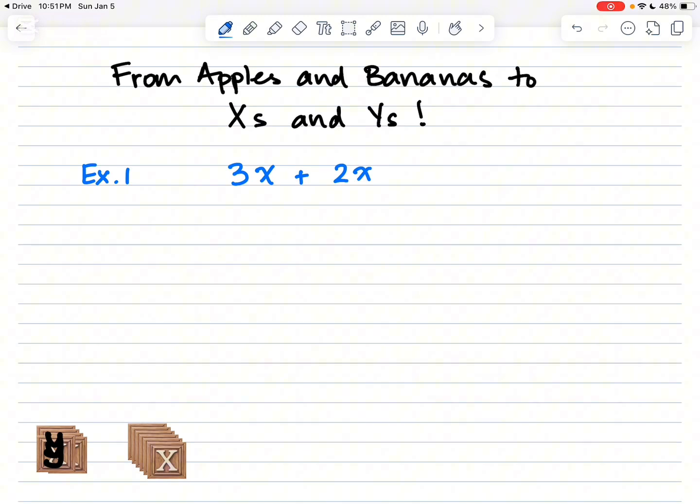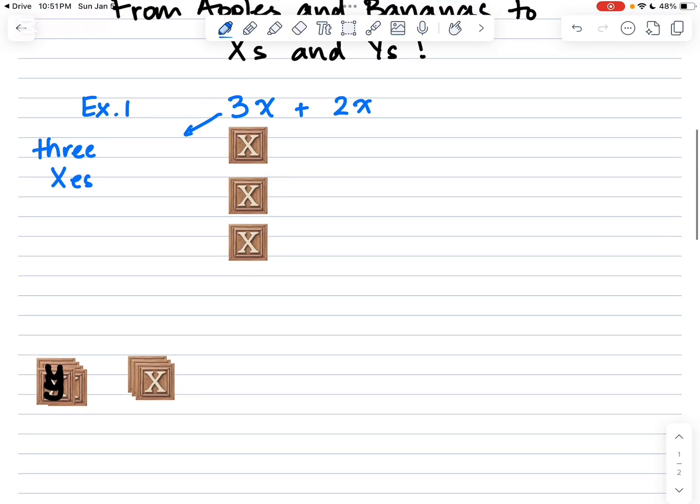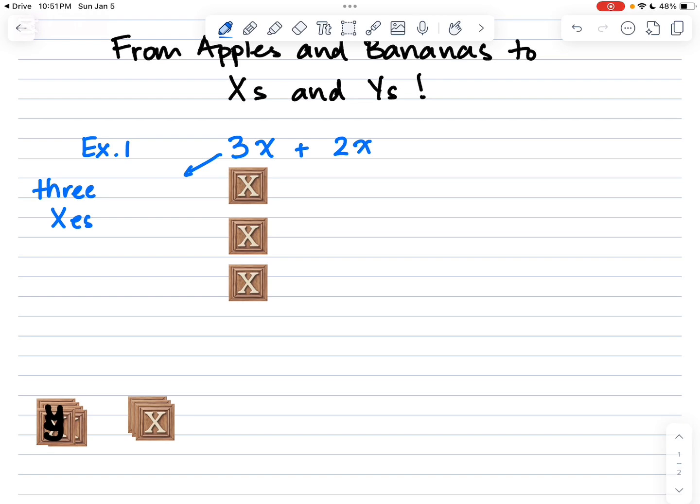I want you to imagine that what 3x means is I actually have 3 x's, meaning, imagine I have these little tiles here and I have 3 of them. Or you can do it with a scrap piece of paper, a little sheet of paper, and you just write an X on it. So think of it as an actual X. So I have 3 of these X's, 1, 2, 3, and I'm adding 2 more X's to the pile.